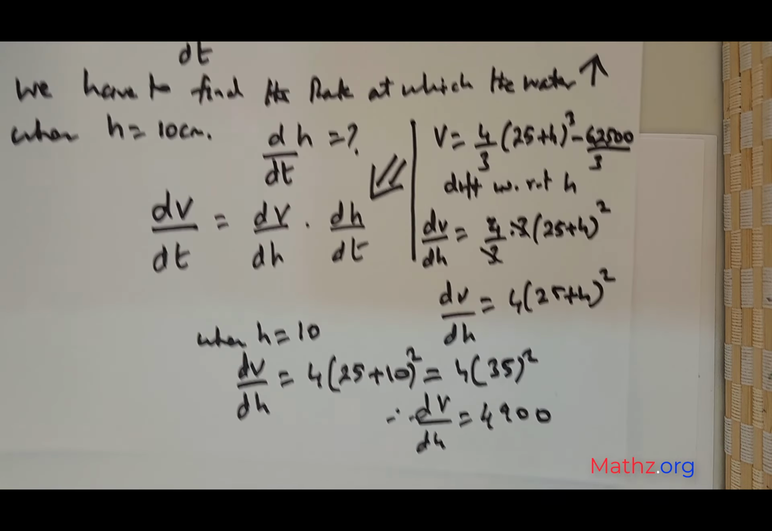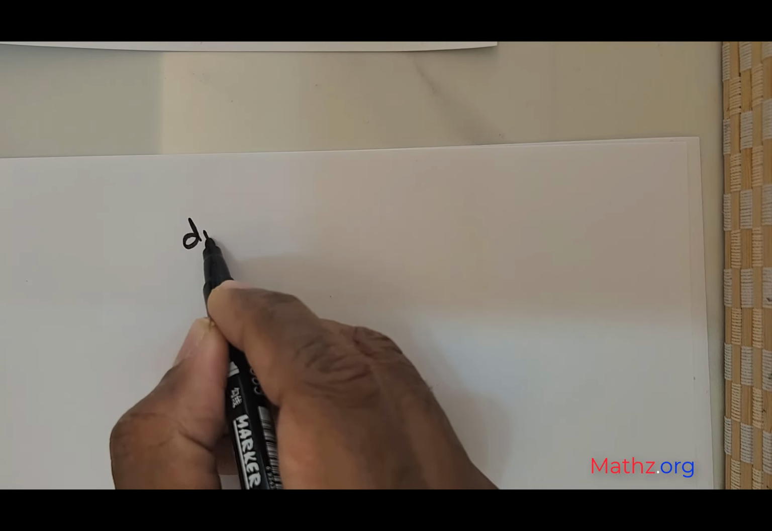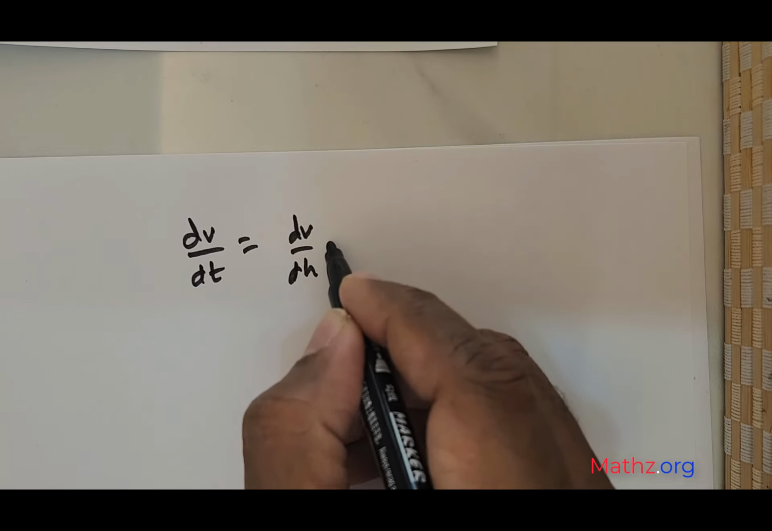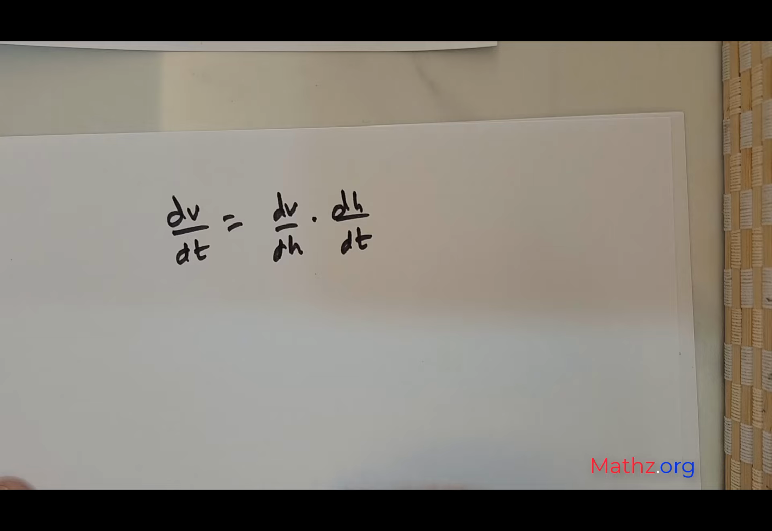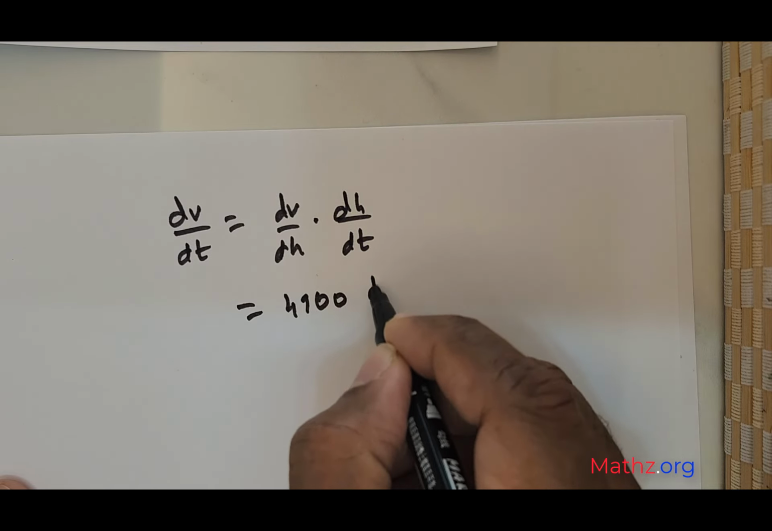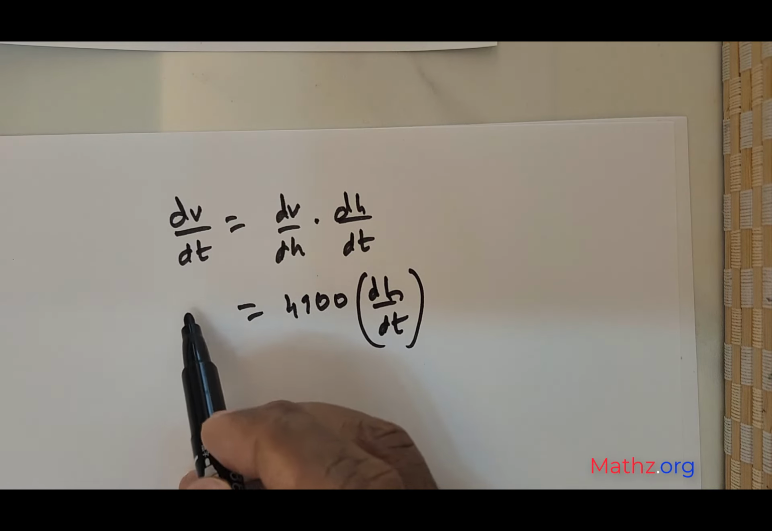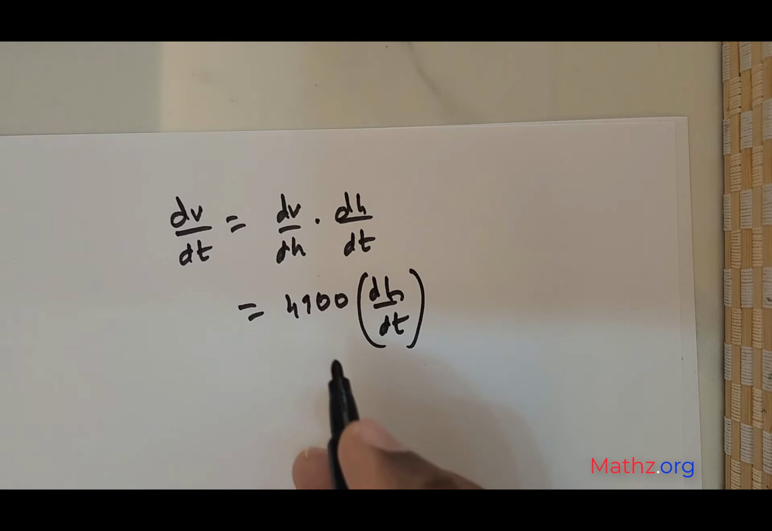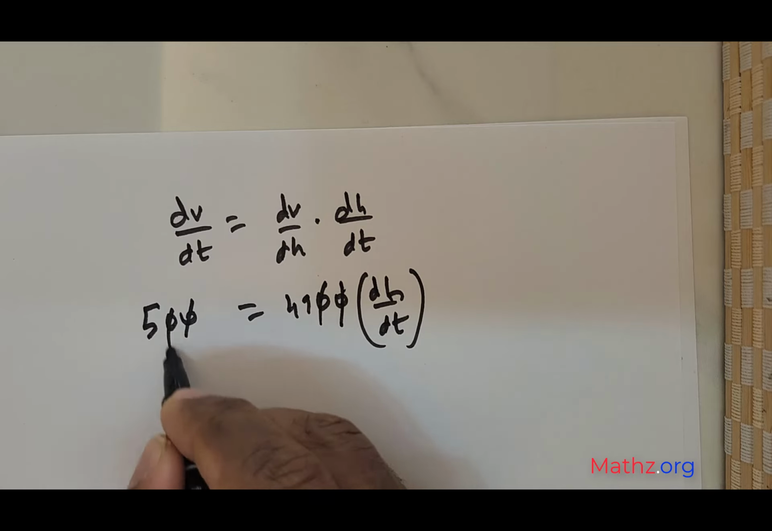So this is got. So let me move on to the next page. So let me have this in the frame. So I have dv over dt is dv over dh multiplied with dh over dt. Now this is obtained as 4900. dh over dt has to be cut. Now you see here dv over dt is 500. So place that 500. So you can get rid of these two zeros.